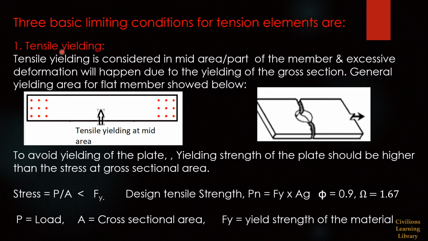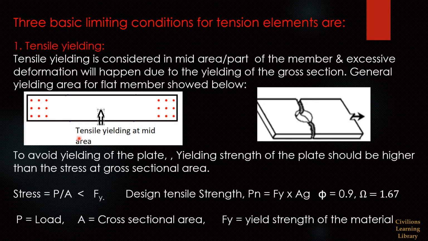First one is tensile yielding. Tensile yielding generally will occur at the mid part of the member, and excessive deformation will happen due to the yielding of the particular member cross section. Here I am taking the example of one flat bar, and this is the tensile yielding location at the mid portion of the flat bar. At both ends, there will be a connection in this flat bar. So generally tensile yielding will start at this portion. You can see this image. So this is an image representation of tensile yielding.